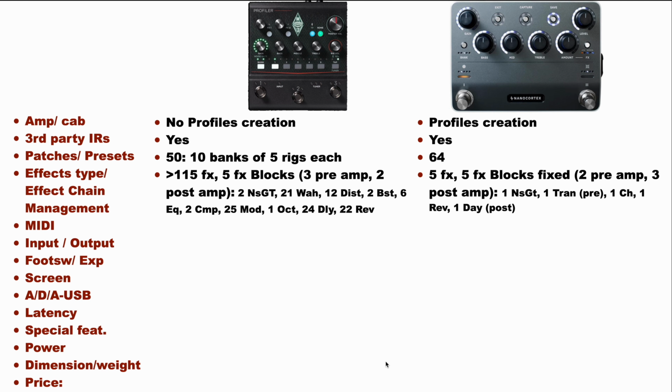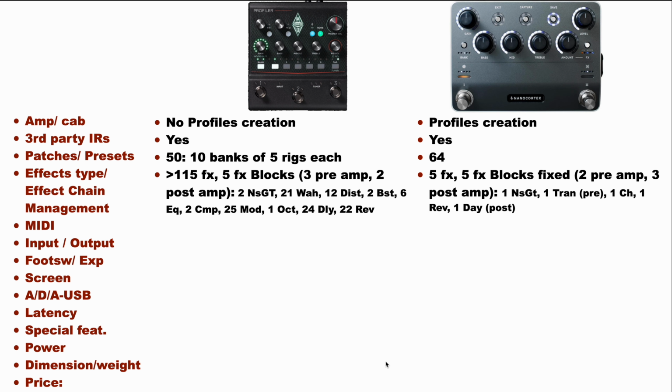On the other hand, the Nano Cortex offers 5 fixed blocks, like the Kemper, but 2 pre-amp and 3 after. So basically the opposite approach of the Kemper, which has 3 pre and 2 post. The effect chain is fixed, I mean we can just have a noise gate, a pitch shifter before the amp, and then a chorus, delay and reverb after the amp. We cannot change the order of these blocks, and we are limited to 5 effects in total.